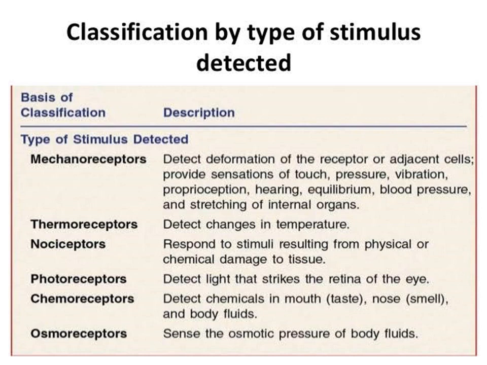Nociceptors respond to the stimulus of pain, which can be caused by chemical or physical damage to tissue. Photoreceptors detect changes in light intensity, and these receptors are usually present in the third layer, or the retina, of the eye. Chemoreceptors detect chemicals in the mouth, for example, they can detect taste, they can detect smell, and also chemicals in body fluids. Osmoreceptors sense the osmotic pressure of body fluids.